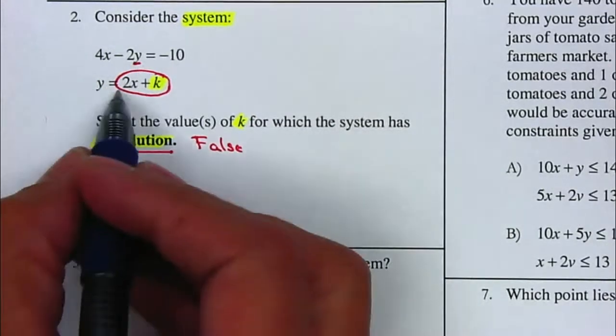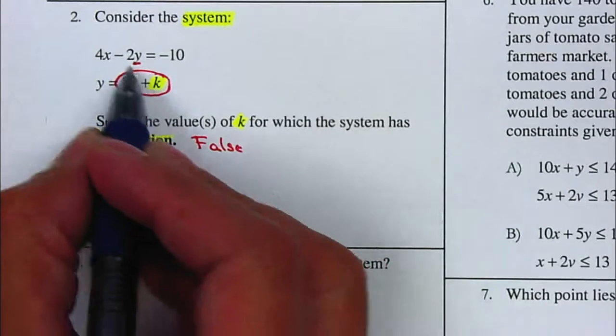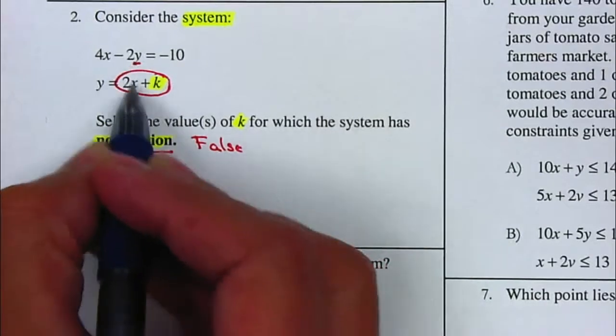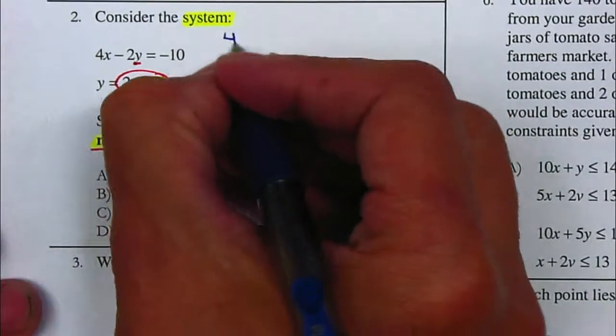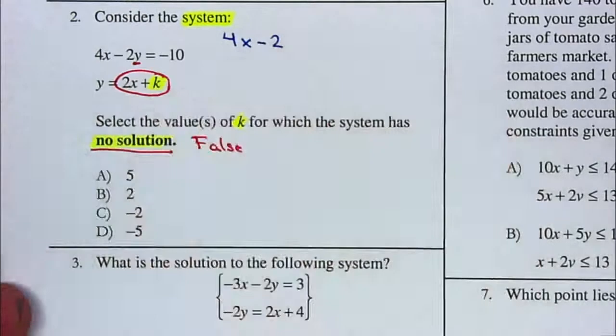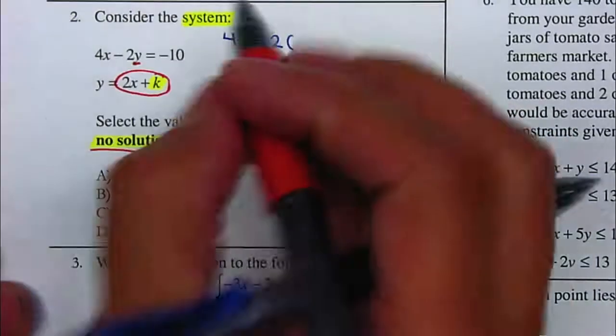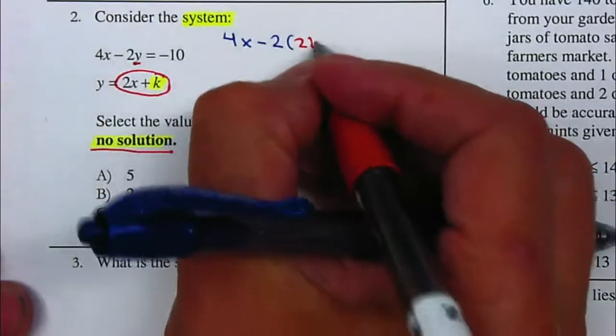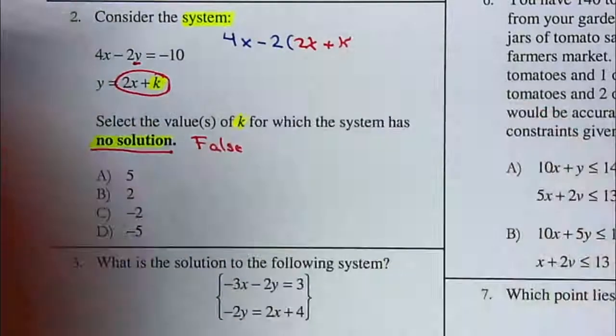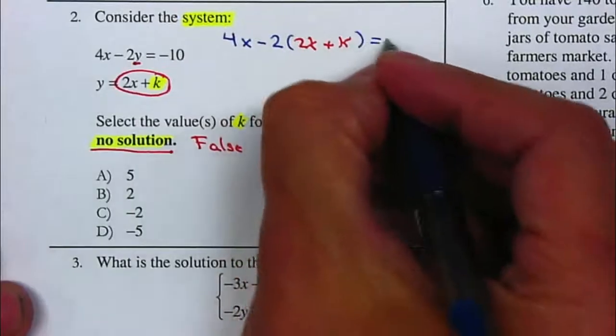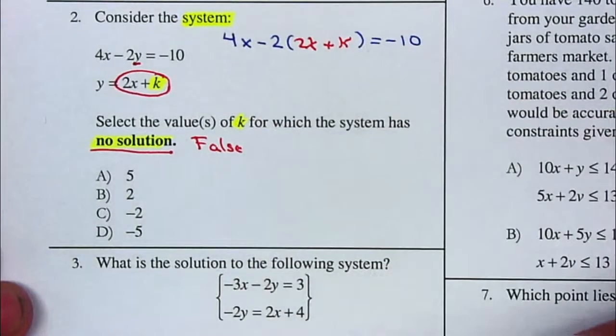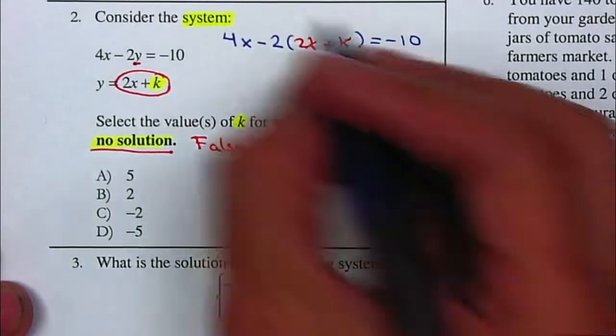So the value of y is 2x plus k. I'm going to replace the y with its value. That gives me 4x minus 2. Instead of the y, I'm going to replace it with 2x plus k, and that's equal to negative 10. And now I'm going to simplify and solve for k.